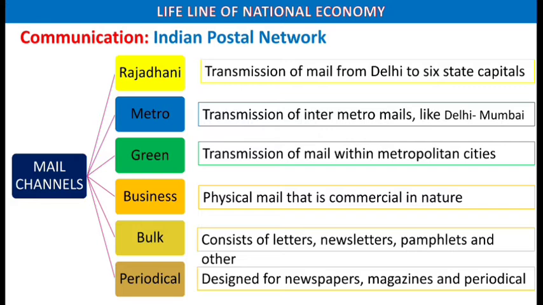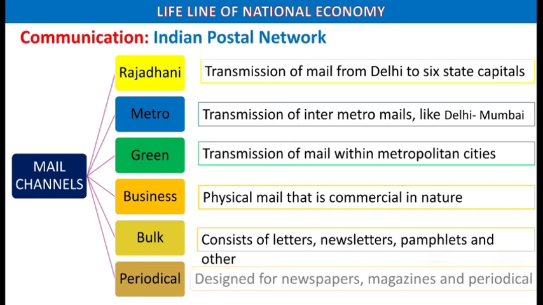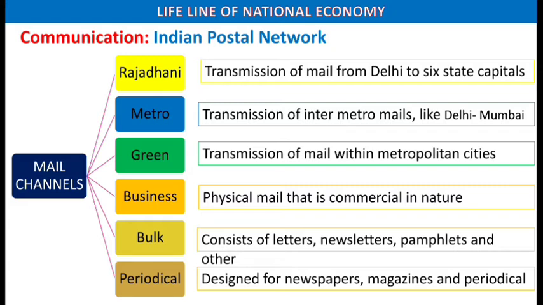Green channel: there are green colored postal boxes installed at post offices in metropolitan cities to deliver letters in the same cities. Business channels are for physical mail for commercial purposes, which delivers large volumes at minimum postage cost. Bulk mail channel consists of letters, newsletters, pamphlets and other similar products. Periodical channel is used for newspapers, magazines and other periodical publications. So these are the six types of mail channels introduced for quick delivery in metro or city areas.